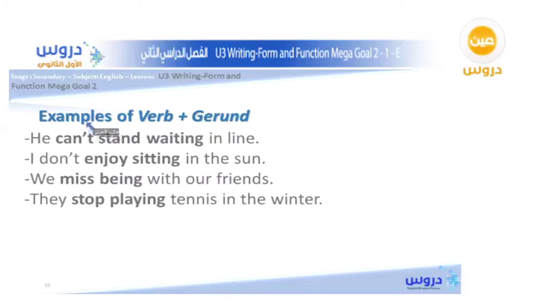So, for examples of verb plus gerund, if you remember from the last slide, we said that we do have certain verbs. Those verbs must be followed by a gerund, okay? So here is an example. He can't stand waiting in line. We cannot say he can't stand to wait in line. And the second one, I do not enjoy sitting in the sun. We miss being with our friends. And the last one, they stop playing tennis in the winter. So those are examples, okay, of the kind of verbs that must be followed by a gerund.